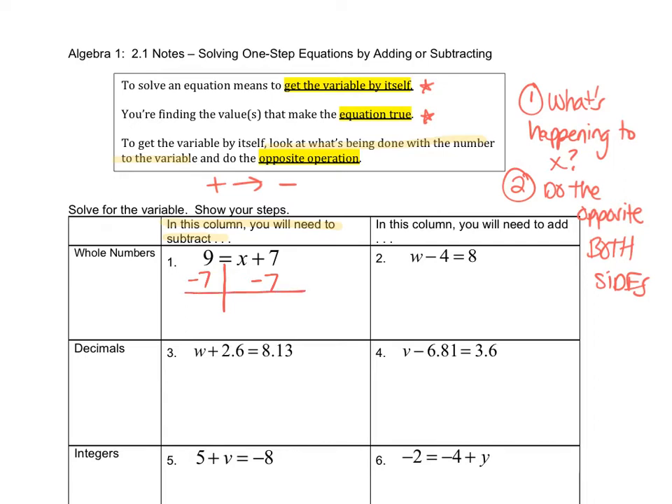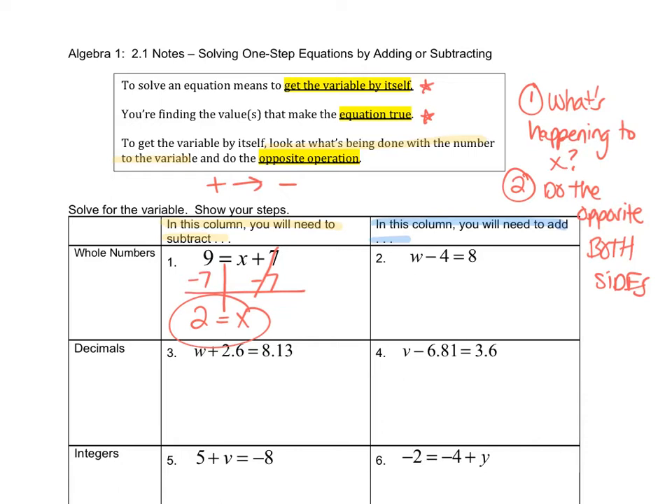So if I subtract 7 from both sides, I now got rid of it on this side, and I have x equals 9 minus 7 is 2. There's your answer there. Notice that in the other column, you're going to need to add. So these are going to be all problems where you're going to need to add. So let's try solving this one. In this one, we have w minus 4 is equal to 8.